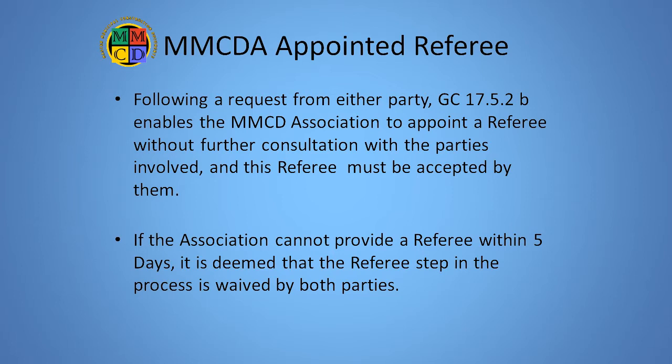If, however, no certified referee is available at the time and no time extension is granted which would enable an appointment, then the association will notify both parties that a referee cannot be appointed, and pursuant to GC 17.5.2b, the two parties are deemed to have waived the referee step. This is the only other way to bypass this step.